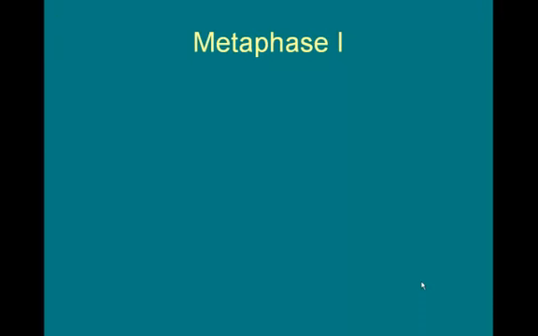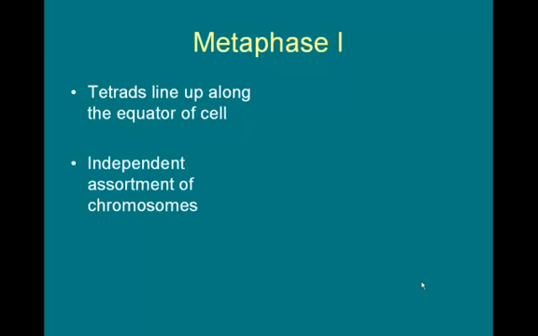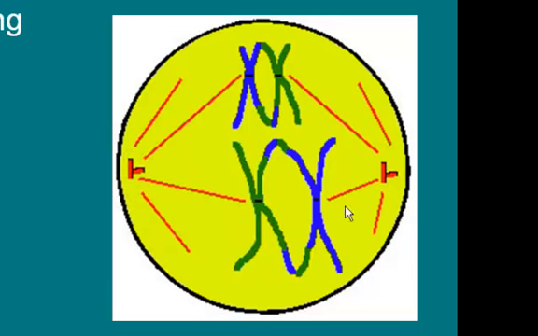Now, metaphase 1 is close to metaphase of mitosis, except that instead of individual chromosomes, instead of a single line down the middle, now you're getting a double line because you have that whole tetrad moving. And the chromosomes are going to assort independently, which means some of mom's are going to go in one direction and some of dad's are going to go the other direction, and you never know who's going to go where. So here, instead of a single line of chromosomes, you have a double line of chromosomes.